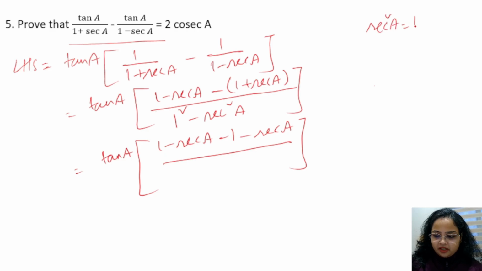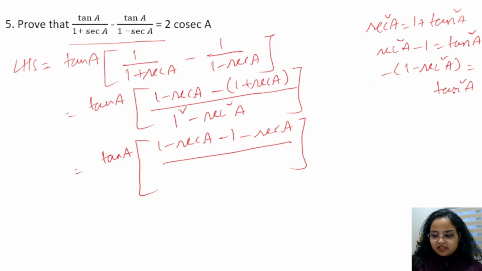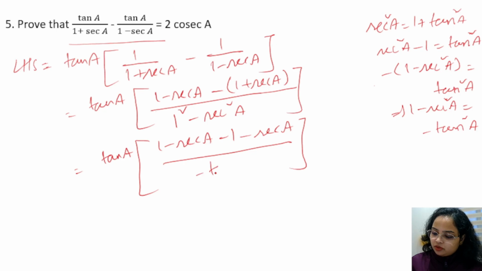What do we know here? Secant square a is equal to 1 plus tan square a. So if you take 1 to the left side, it will be secant square a minus 1 is equal to tan square a. And if you take minus common, what do we get? Minus of 1 minus secant square a is equal to tan square a. So here 1 minus secant square a is equal to minus of tan square a. We will just substitute here 1 minus secant square a is equal to minus tan square a.